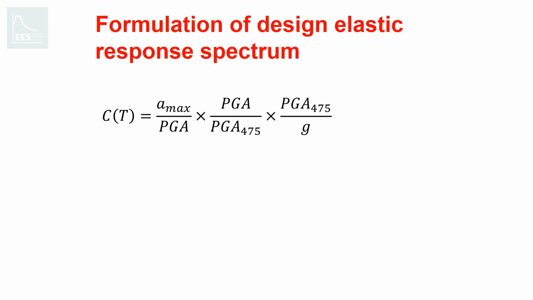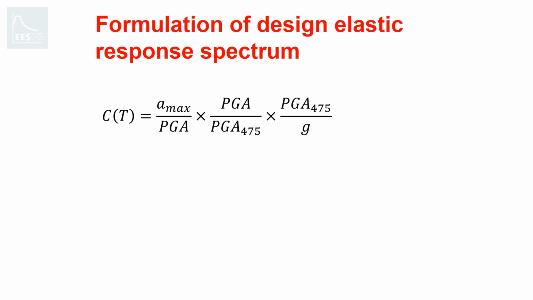So due to those inconsistencies, the revised code has a new formulation that is entirely different from the former version. Now Ct equals the ratio of spectral acceleration to PGA, times PGA normalized by the PGA of 475 years return period, times PGA of 475 years return period divided by g.